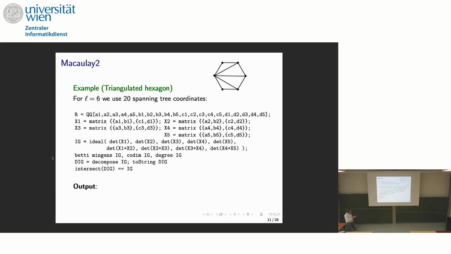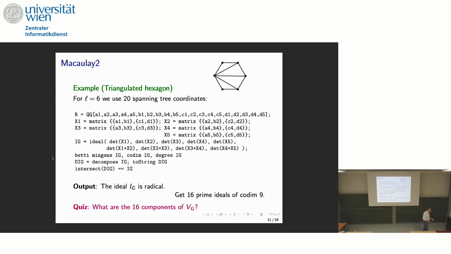Let's decompose it. So decompose, and then toString just means print it, right? And then, checking, is this a radical ideal? And then the answer is yes. So this says true or false, and this comes back yes. And then this one tells us there are 16 associated primes, so it's a radical ideal. That means the ideal is an intersection of prime ideals, and there are 16 of them, and each of them has codimension 9. Francesca, in your opinion, what are those 16 associated primes?